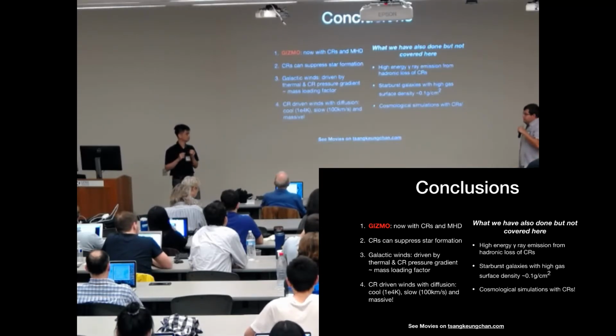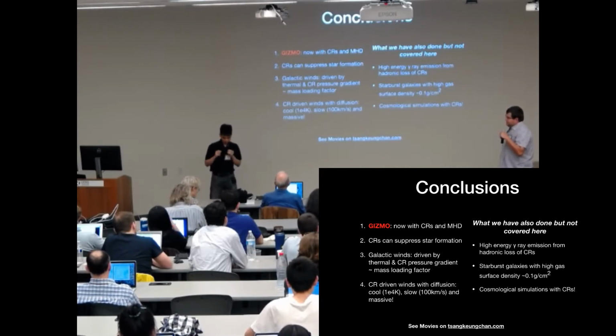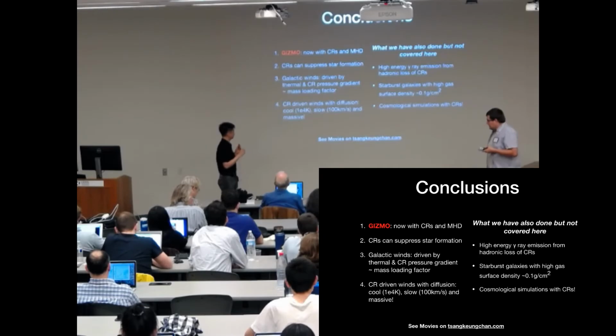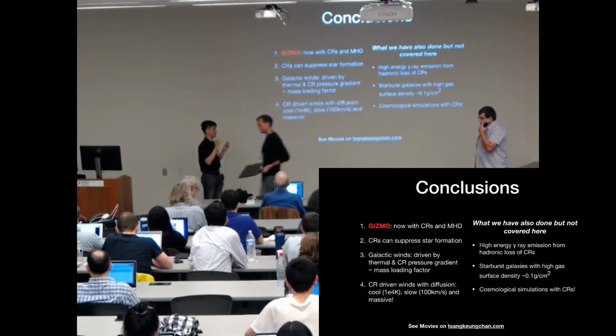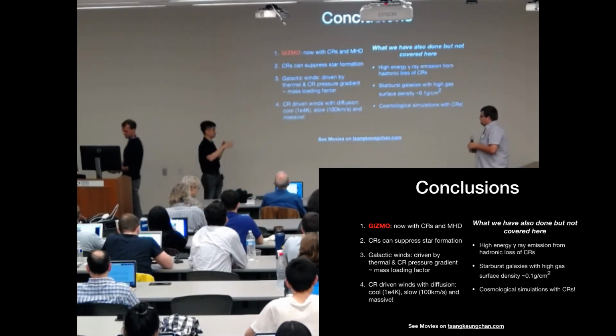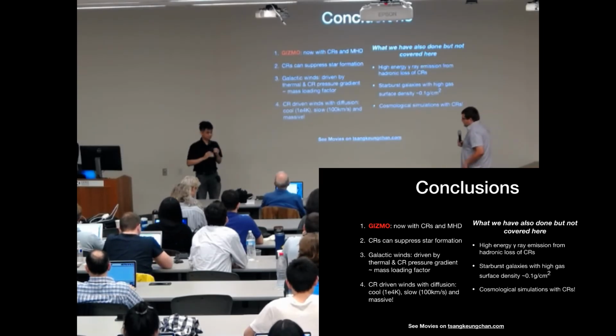Do you know if the code is significantly slower because of cosmic rays? Do you have a quantification of that? Yeah, basically in the cosmological simulations that we are doing, it is maybe 3 or 4 times slower than the normal ones because of the diffusion and streaming that we are doing. It also depends on the diffusion coefficient that we apply. Okay, thank you.